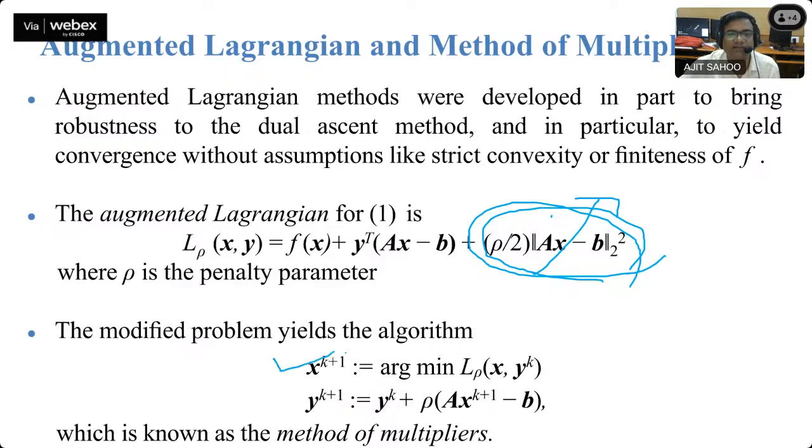Like that, you can have the stepwise iteration method. That is x^(k+1) is equal to argmin of L_rho(x, y^k), and the same type of solution you'll get. The only thing is that the Lagrangian will have another term added. Adding this term will not hamper the solution, because when the constraint is satisfied, at that time the term will go to 0. So this is known as the method of multipliers.